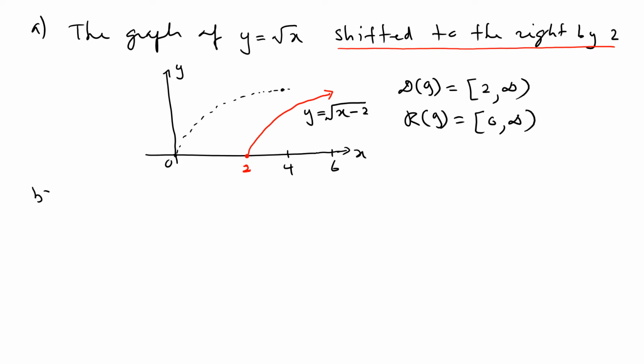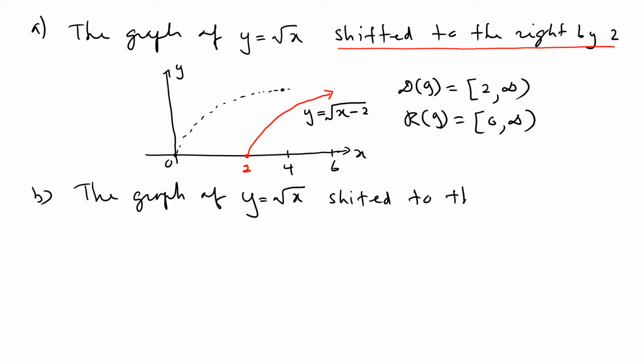Okay, let's do part B. Part B, the graph of y equals square root of x. In the second one, what you will do is x plus 3. So x plus 3 means you're going to move to the left. So it's shifted to the left by 3 units.